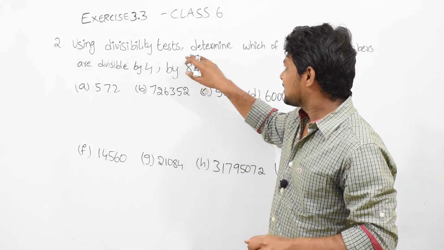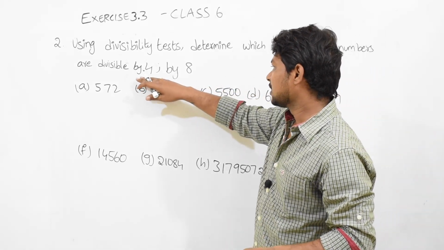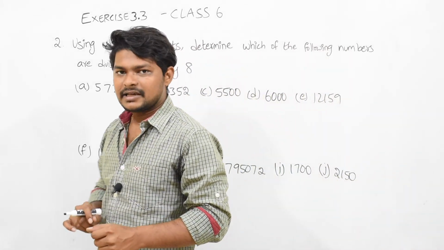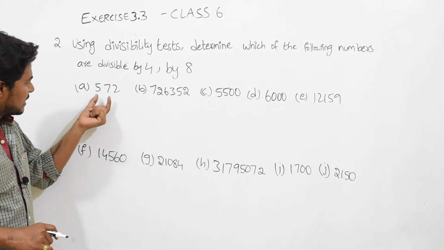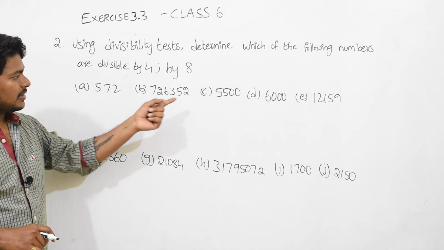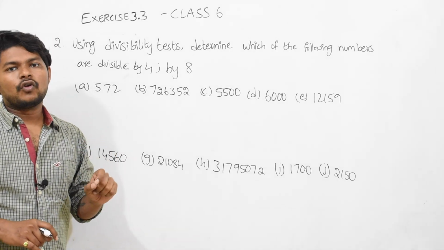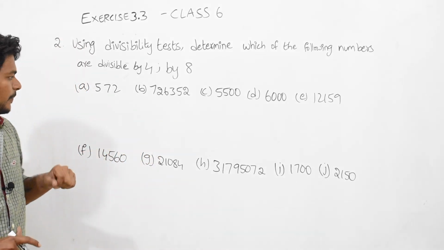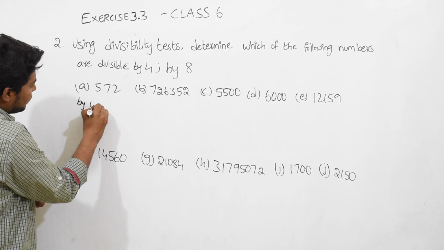Using the divisibility test, determine which of the following numbers are divisible by 4 and by 8. What they are asking is, we should use the divisibility test and tell whether the given numbers A, B, C, D, and so on are divisible by 4 and by 8 separately. Okay, first we will check the divisibility by 4.